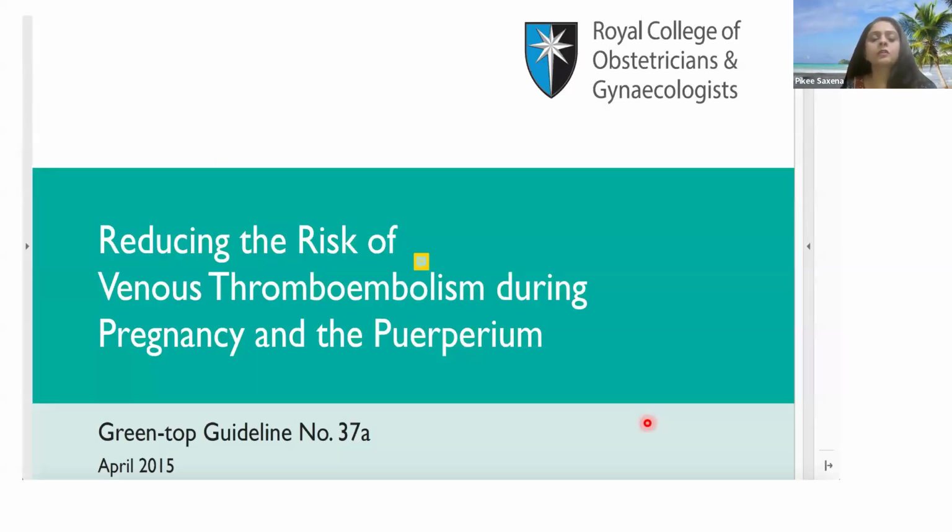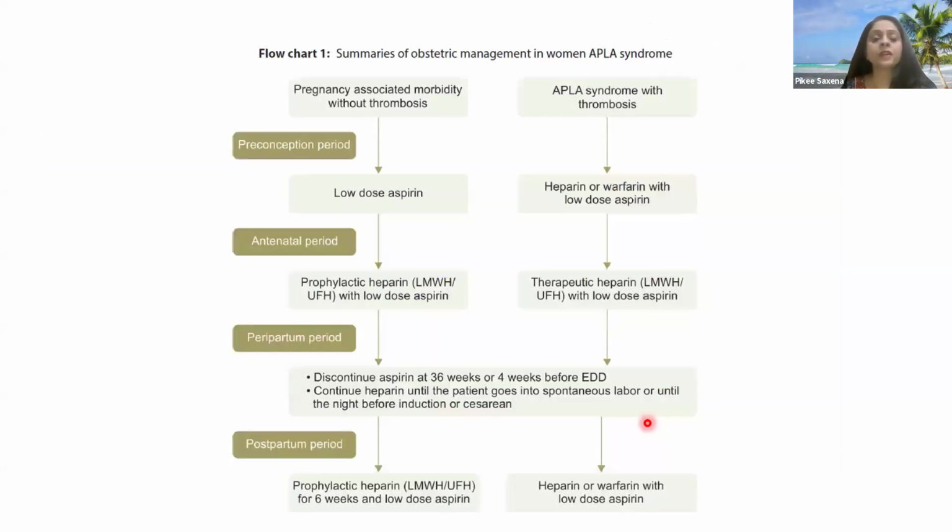So according to Green-top guideline number 37, the RCOG have recommended how to treat these patients. If you find that any woman is APLA positive, but she has not had a previous history of thrombosis, then before pregnancy you can start her on 150 milligram of low dose aspirin. Once she becomes pregnant and the cardiac activity is positive on ultrasound, you can start her on low molecular weight heparin. The enoxaparin dose is generally 40 to 60. If it is a proven previous thrombosis case, then the dose will be more.